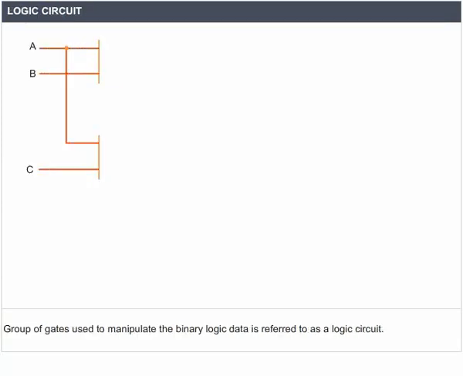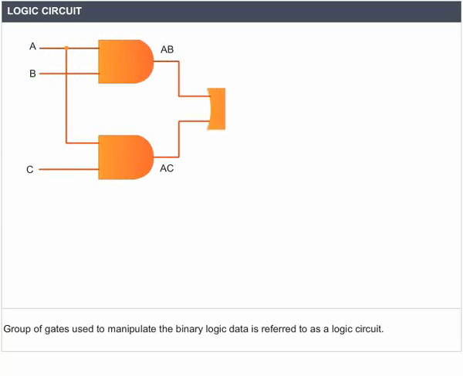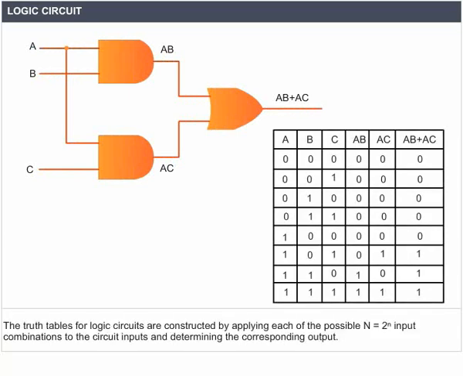Logic circuit. A group of gates used to manipulate the binary logic data is referred to as a logic circuit. The truth tables for logic circuits are constructed by applying each of the possible n equals 2^n input combinations to the circuit inputs and determining the corresponding output.